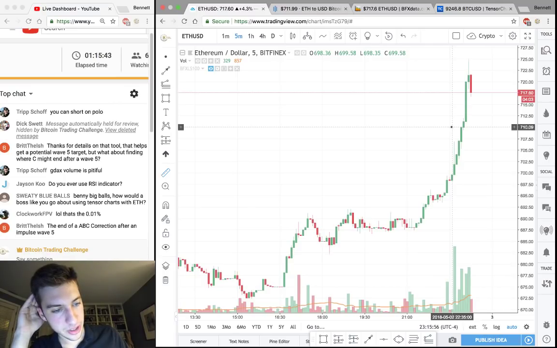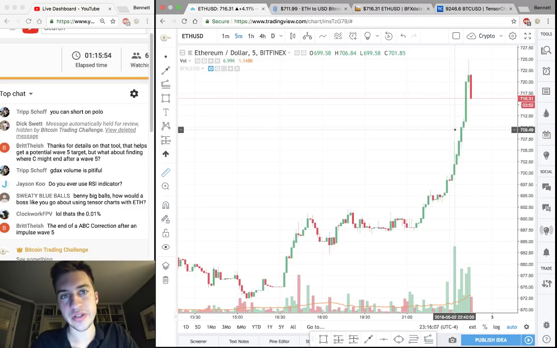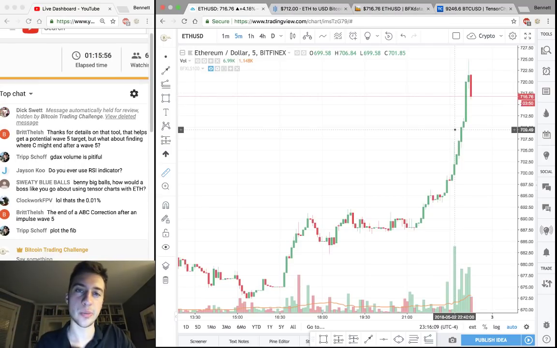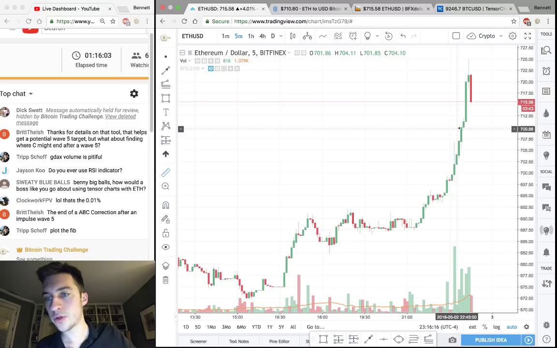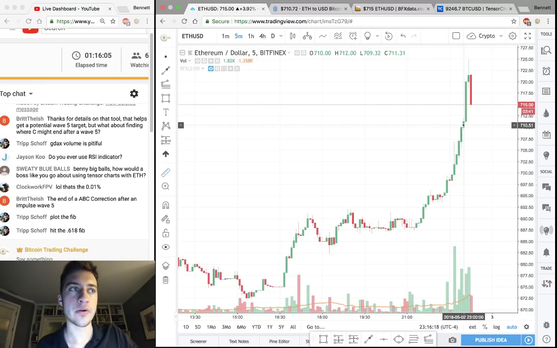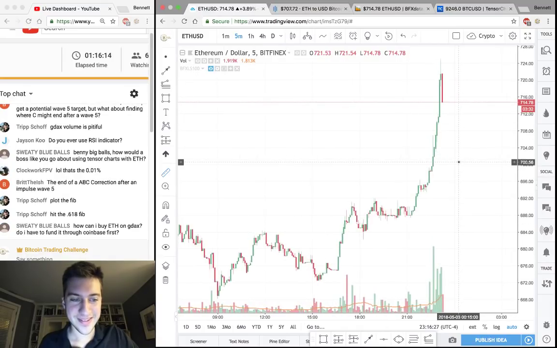The end of an ABC correction after an impulse wave 5. Well, with Elliott wave theory and with what Ralph Nelson Elliott put in the book written by Robert Prechter, after a 5-wave sequence, typically the ABC sequence ends at the 61.8 of the previous wave. So if 1, 2, 3, 4, 5 goes up a certain distance, ABC, the C wave usually ends at the 61.8 of that wave. So that's the answer. Okay, so yeah, let's see here.